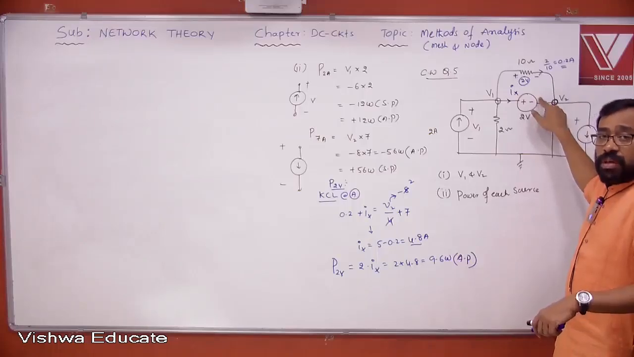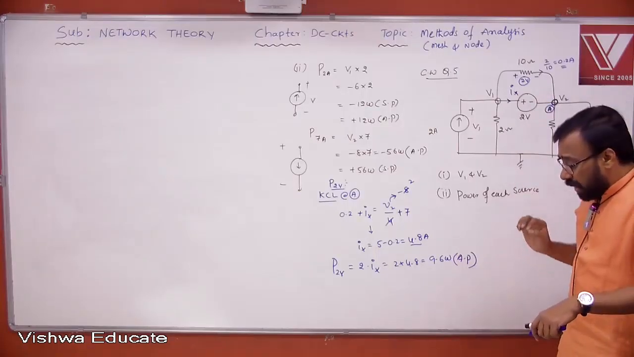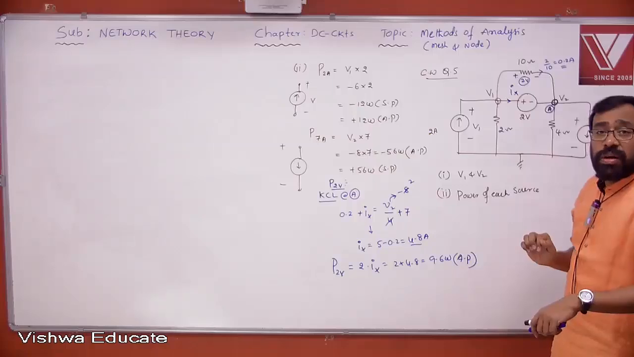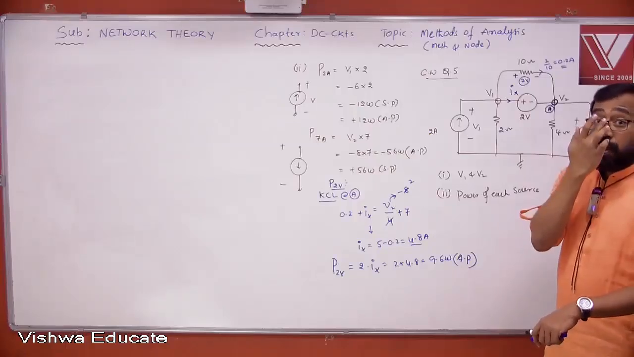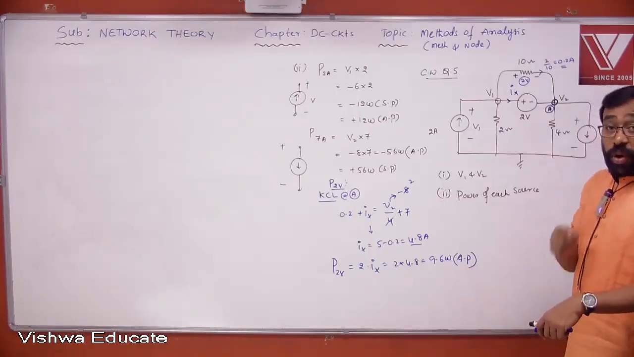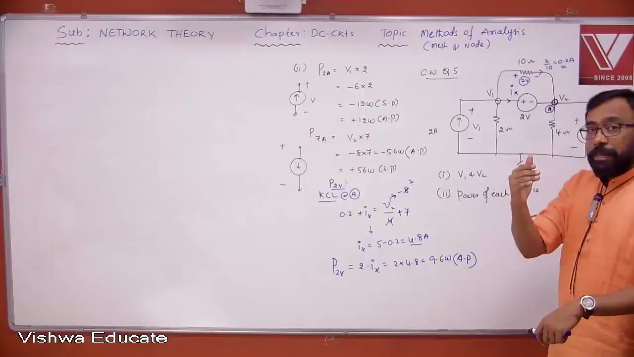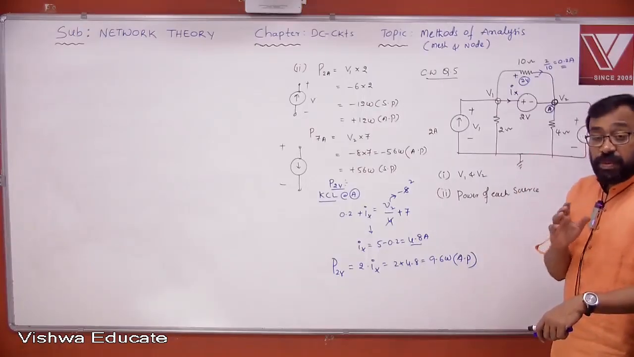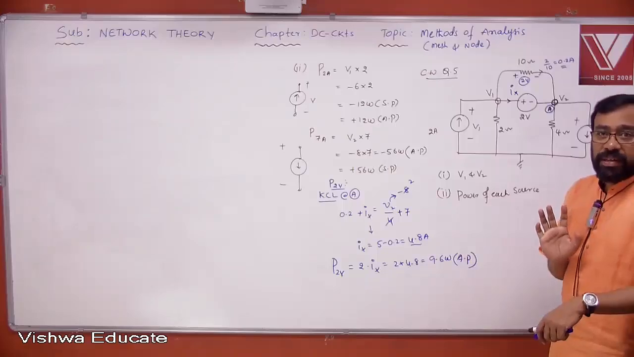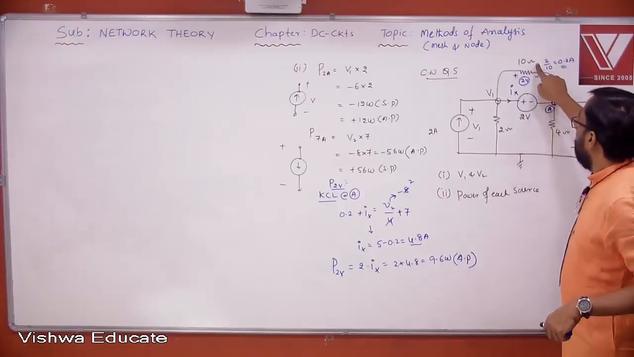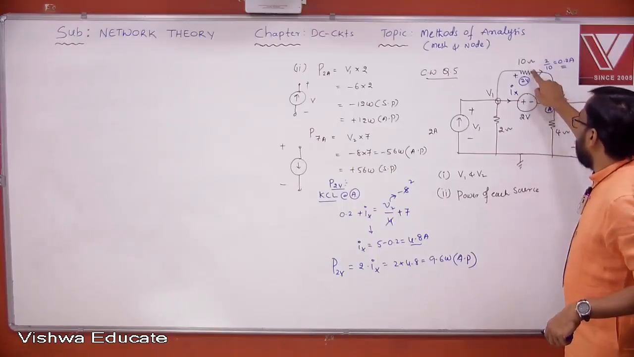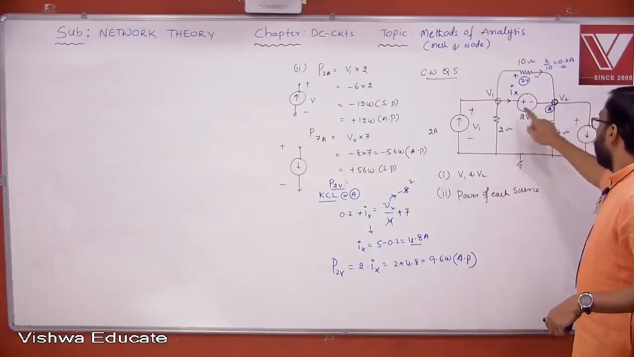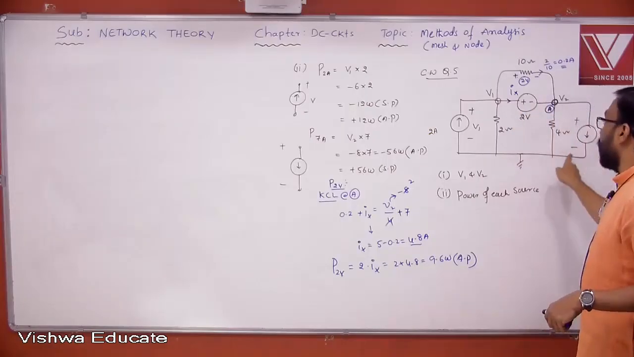Yes or no? Any element parallel to an ideal voltage source can be neglected or not? We already discussed this point. Any element parallel to an ideal voltage source can be neglected. Any element in series with an ideal current source can also be neglected. So therefore, this element can be neglected. This is neglected and this is transformed. What will happen? All these elements will become in series.